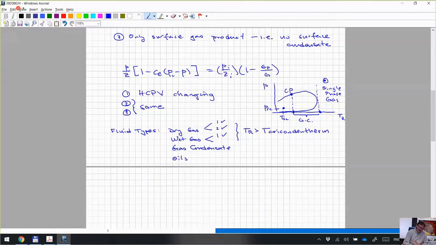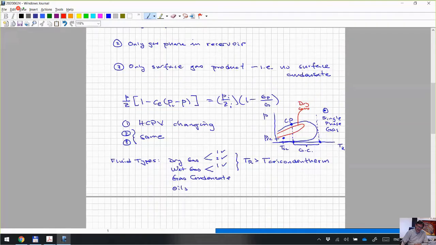A dry gas would have to have a phase diagram that looks something like this. It might look like this. That would be a dry gas, so that when you reach the standard conditions, you're not in the two-phase envelope. So it's still gas at those conditions.